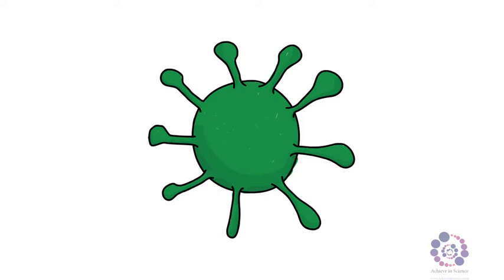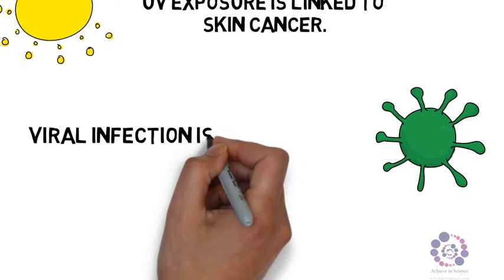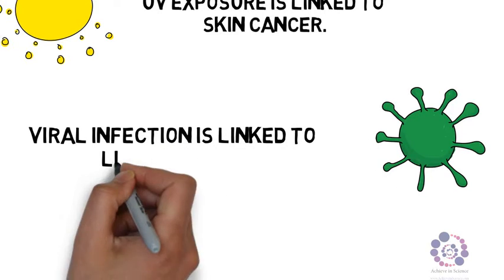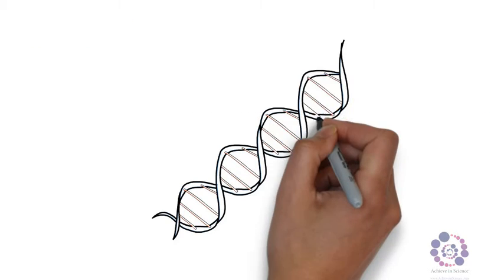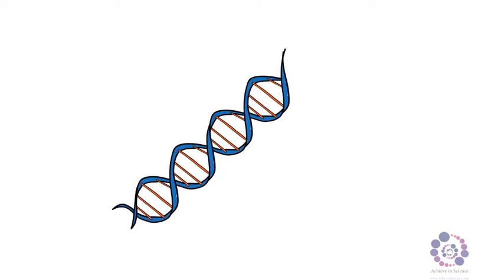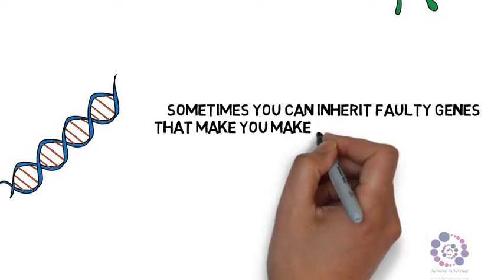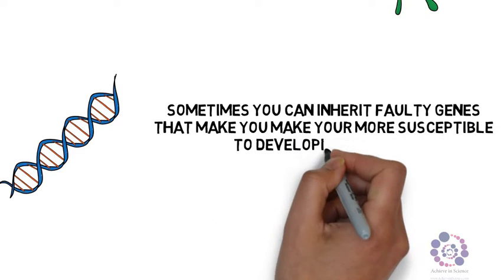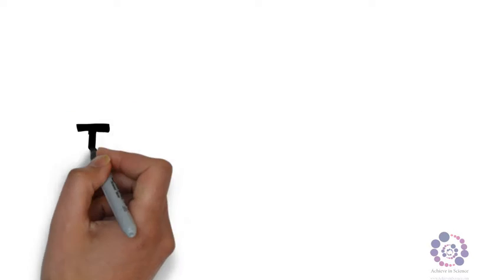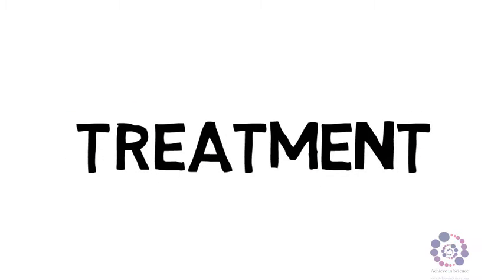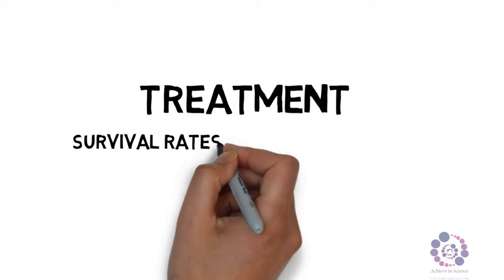There are also common viruses that can affect us. These have linked cancers which include things like liver cancer. And then finally, our genetic factors. Usually these are linked to things like breast cancers and ovarian cancers. And these are general questions. If you visit a doctor, they'll ask you, is there a previous history of breast or ovarian cancer in your family? Now, let's look at treatments.